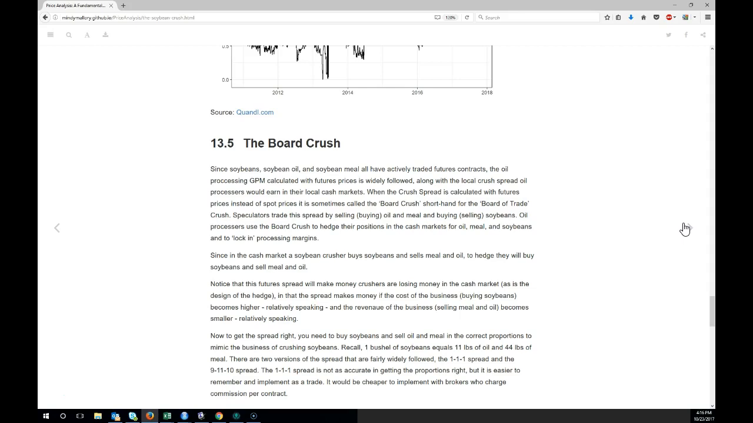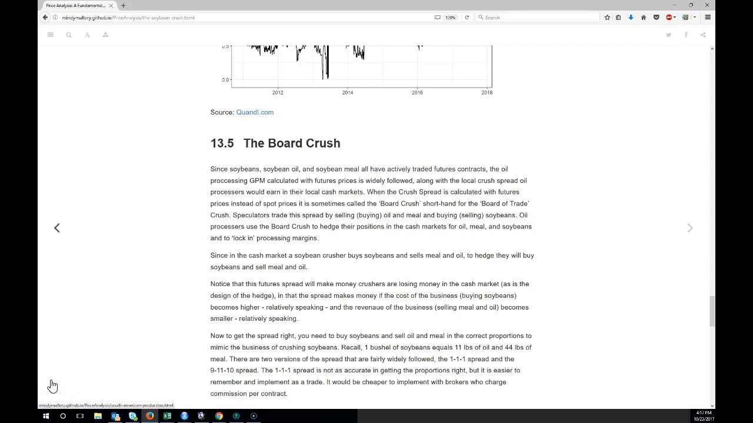If they're having to buy increasingly expensive soybeans, if the price of soybeans is going up, but the price of meal and oil is not going up, their profits are going to be squeezed, right? So they're losing money in the cash market. But if they've also bought soybean futures and sold meal and oil futures, that same rising of soybean prices will be making them money on the futures spread.